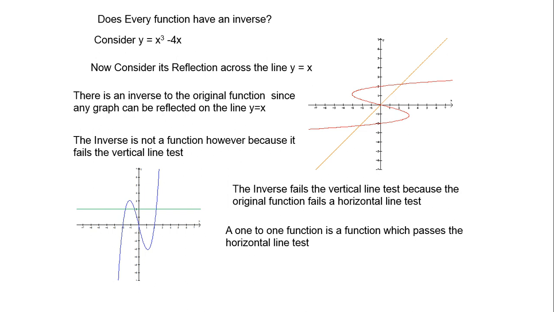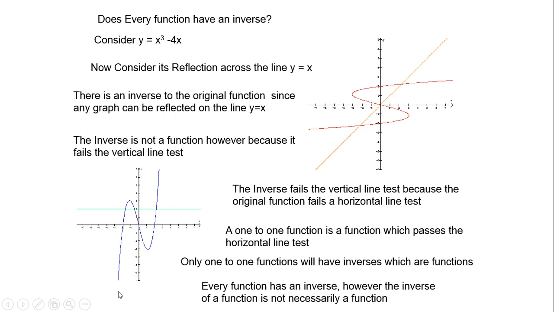If a function passes the horizontal line test, then its inverse will be a function. If a function passes the horizontal line test, it is tagged as being a one-to-one function. A one-to-one function is a function that passes the horizontal line test, which is to imply that its inverse will be a function. Every function has an inverse. However, the inverse of a function is not necessarily a function.